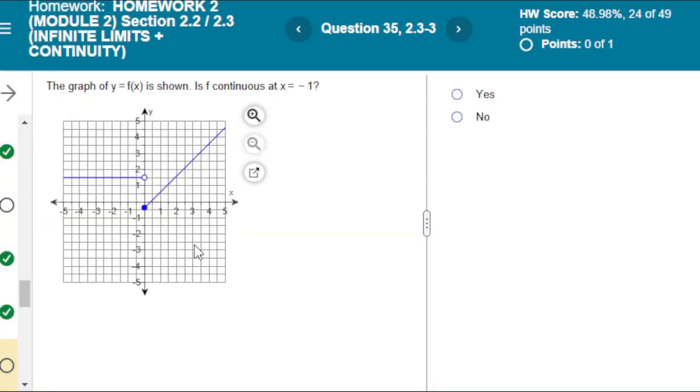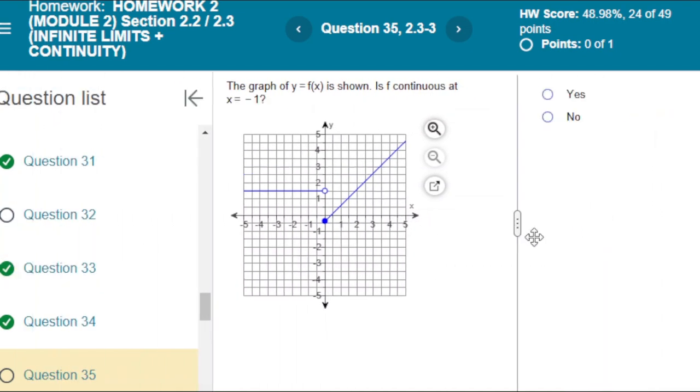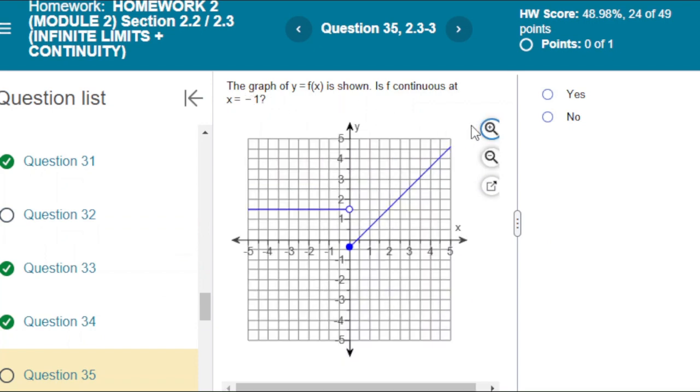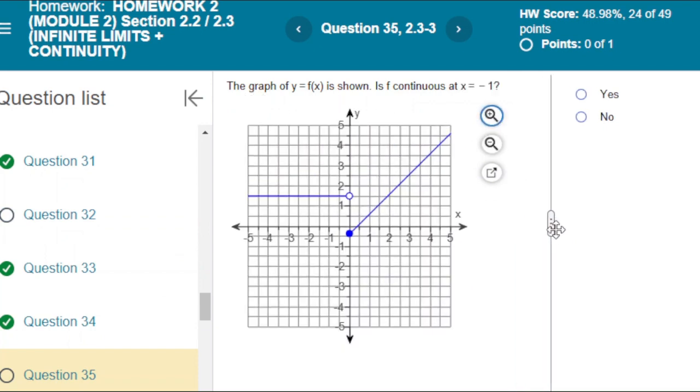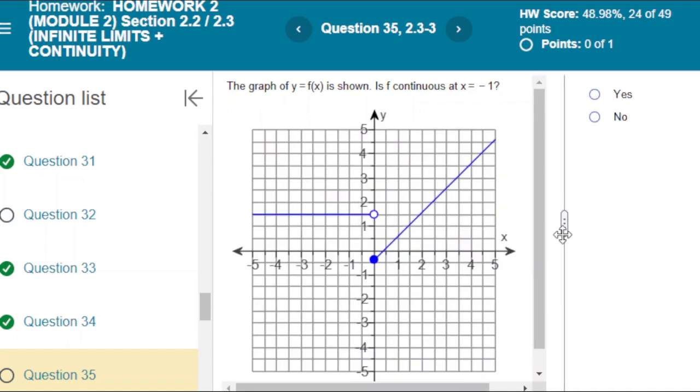Okay, now the rest of the questions are asking about continuity, and I think most of these are actually pretty simple and pretty straightforward, pretty quick. So this one says the graph of a function f of x is shown. Is f continuous at x equals 1?